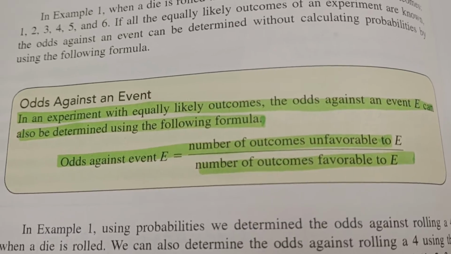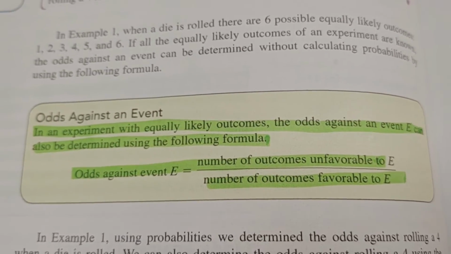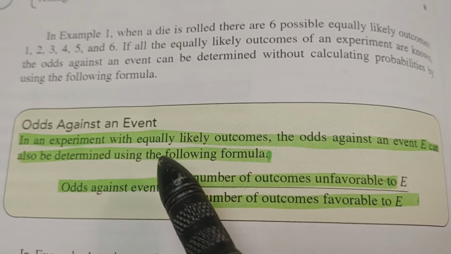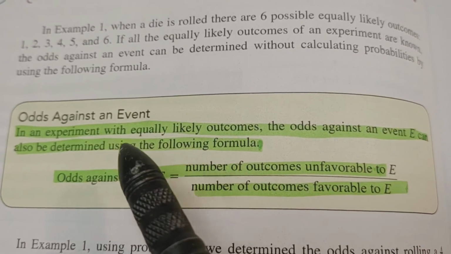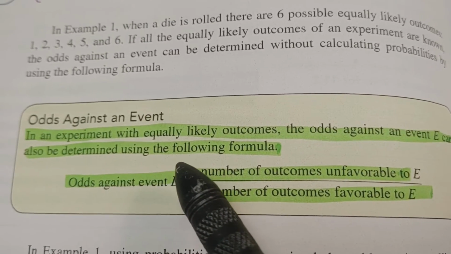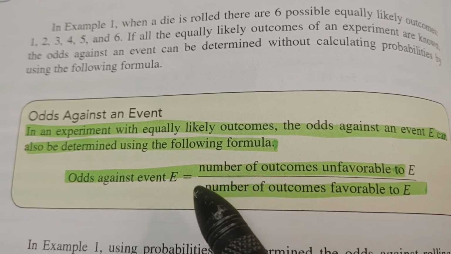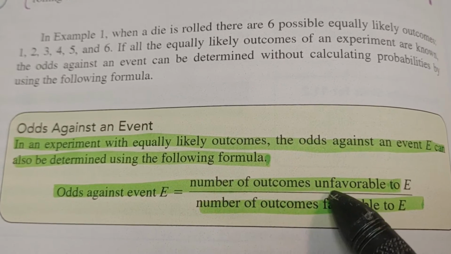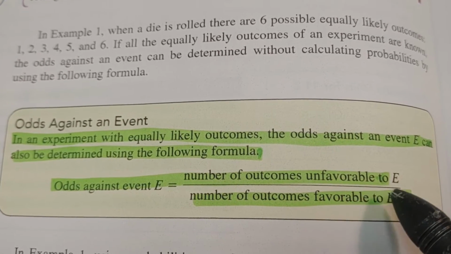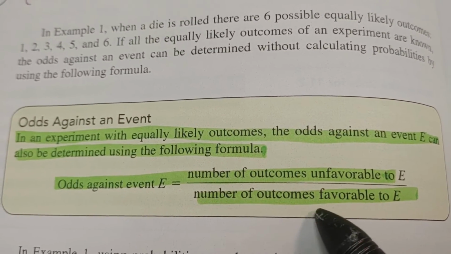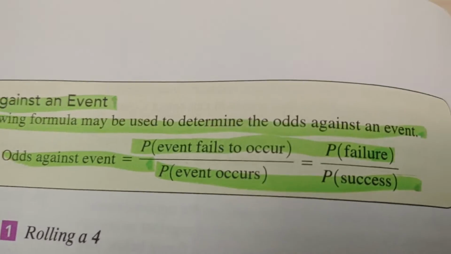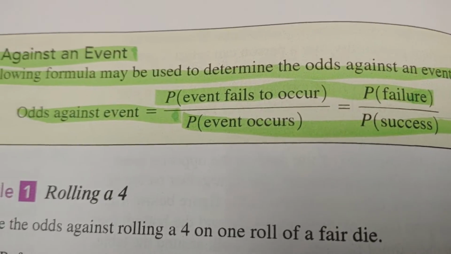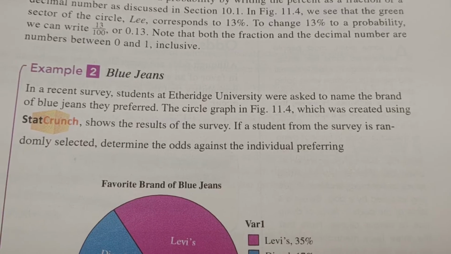Come down here, here's another way to write a formula for odds against an event. In an experiment with equally likely outcomes, the odds against an event E can also be determined using the following formula: number of outcomes unfavorable to E over number of outcomes favorable to E. Which is pretty much the same thing as what you have up here, probability of failure over probability of success. So we come over here to example 2.